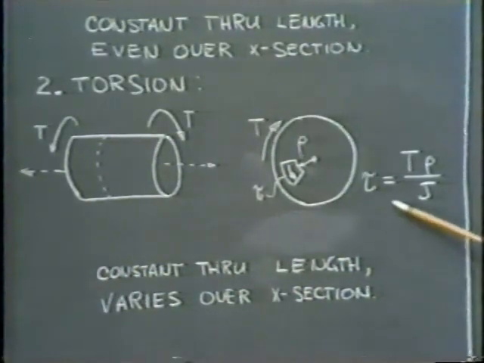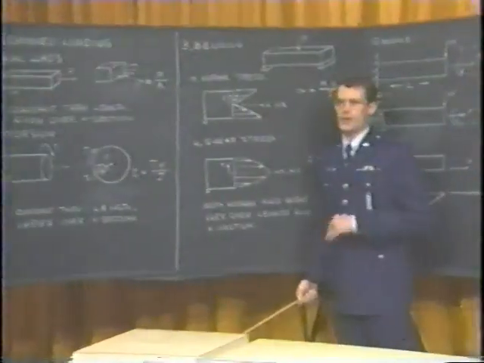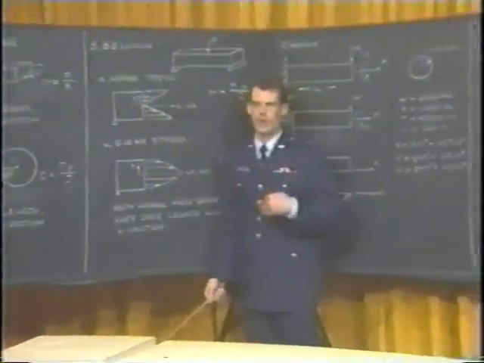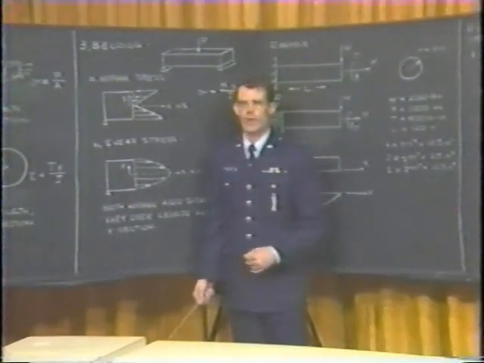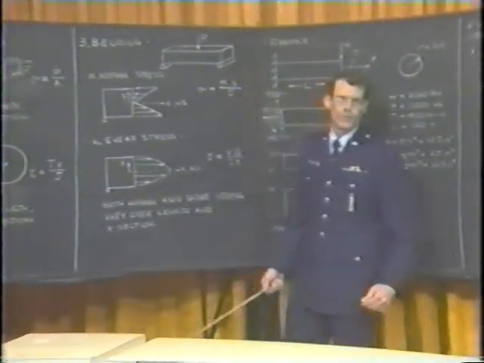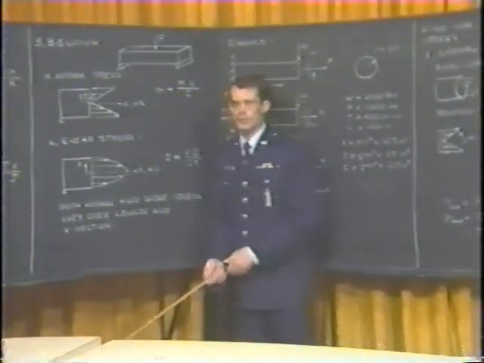By virtue of the fact that the shear stress is a function of the radial distance rho, it increases as we approach the outside surface of the torsionally loaded shaft, and it's also zero through the center line of the shaft. These two facts will be important to remember when we go on to combined loading. But before that, let's look at probably the most complicated form of loading, that due to bending.